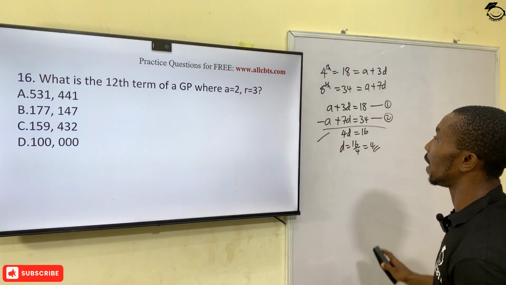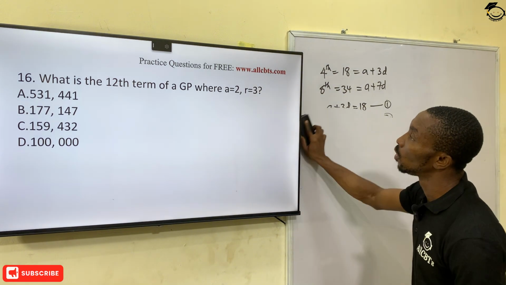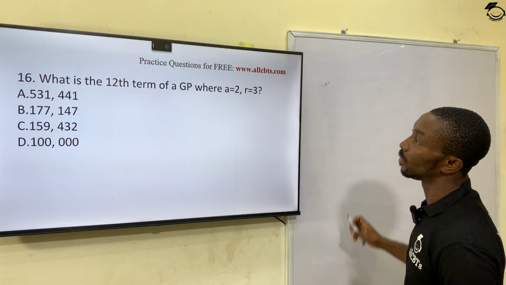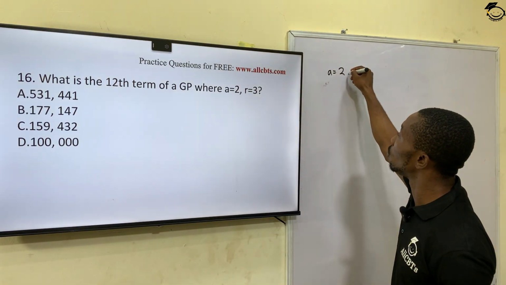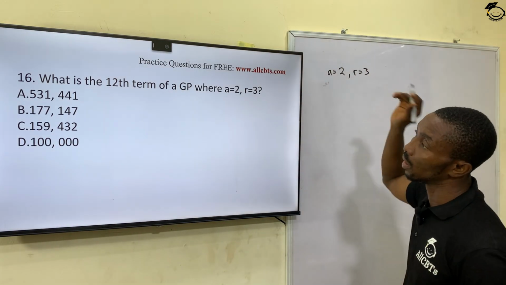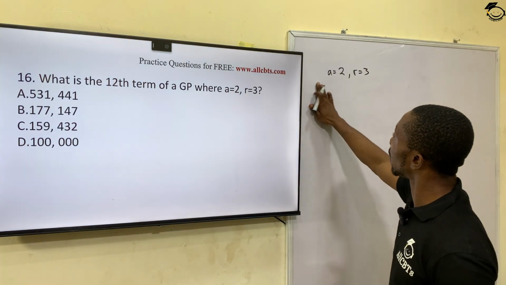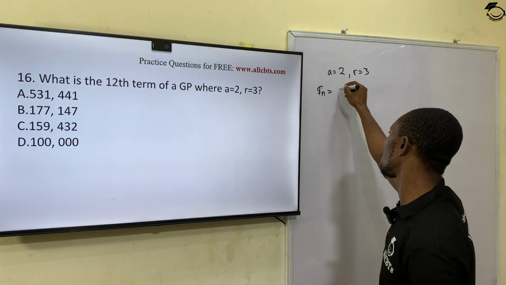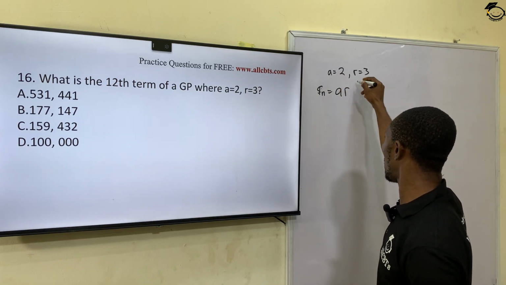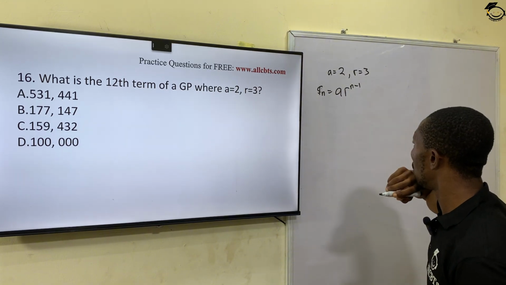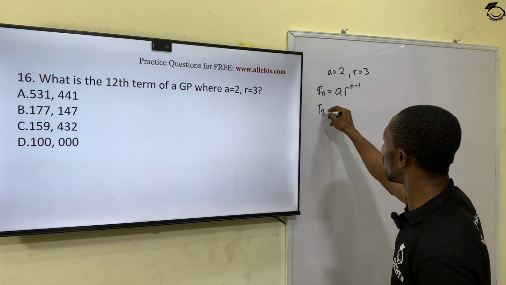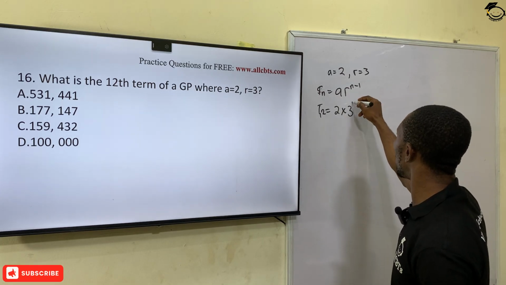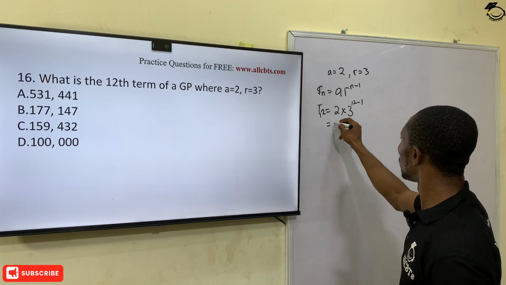What is the 12th term of the GP where A is 2 and R is 3? We are asked to find our 12th term. So we know that for a GP, Tn equals AR raised power n minus 1. So this gives us T12 would be 2 times 3 raised power 12 minus 1, which is 2 times 3 raised power 11.